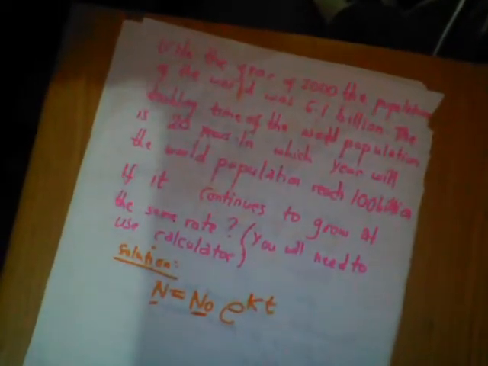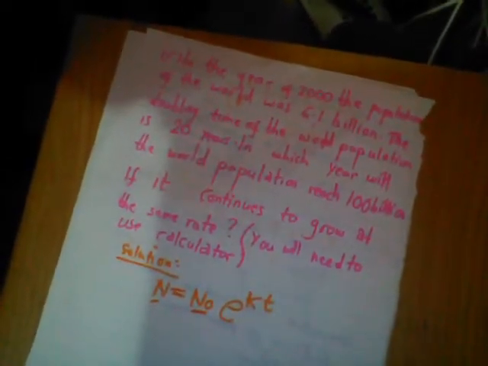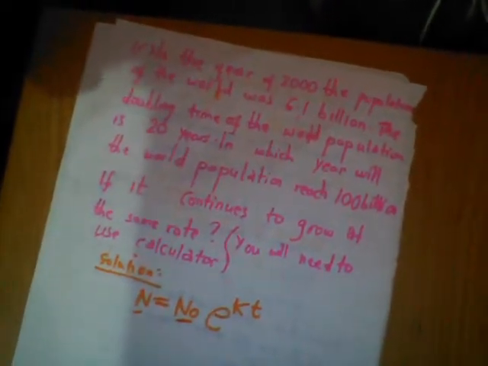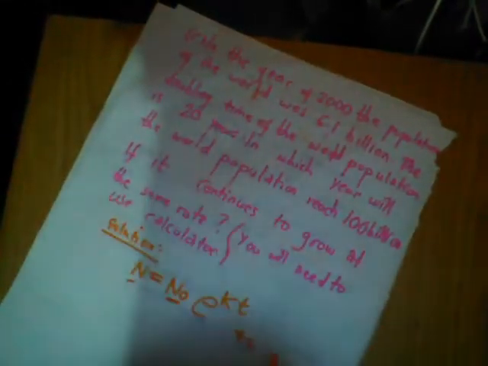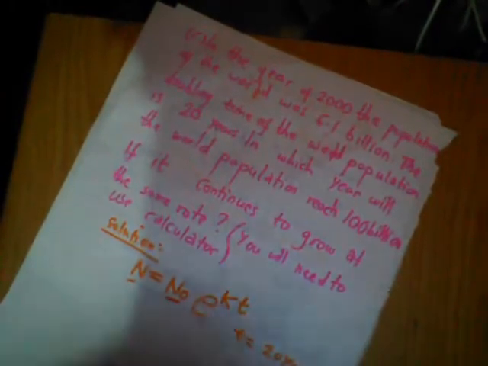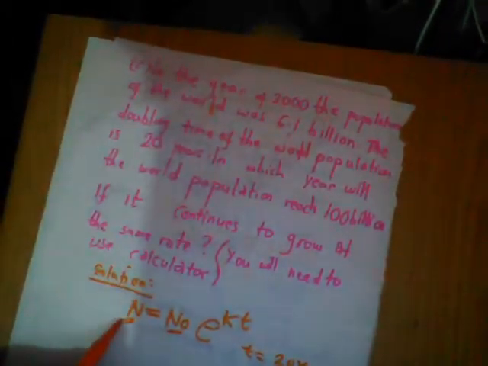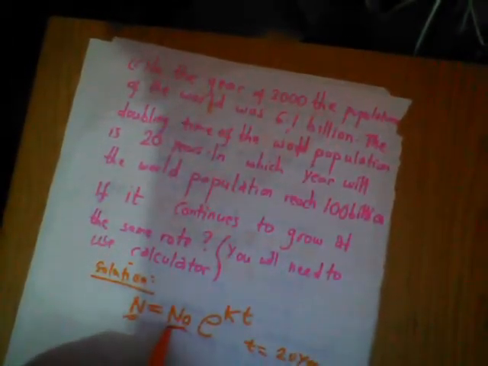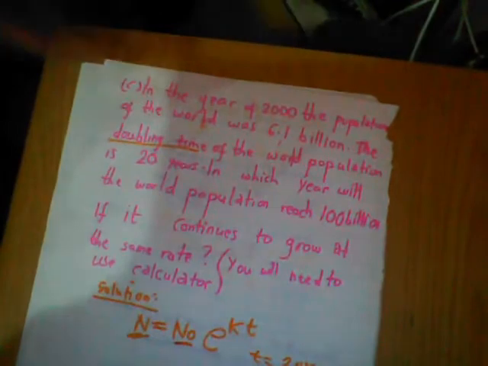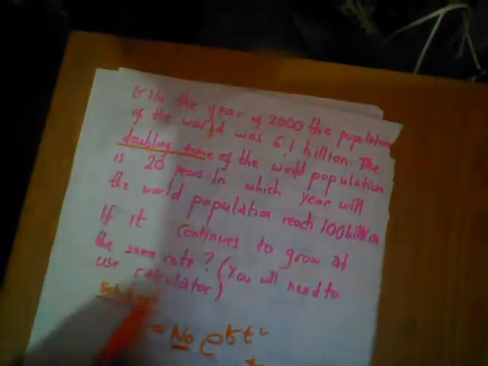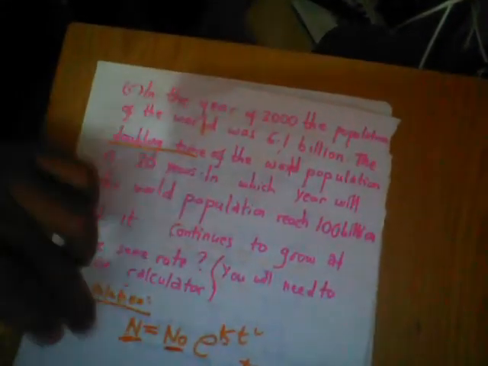So if the doubling time of the population is 20 years, our time is 20 years. If this is 6.1, doubling means it's going to be 6.1 times 2. So we have initial 6.1 billion and final, because they say doubling time, and our time is 20 years. The only data that we don't have here is k. T is 20 years, N naught is 6.1 billion, and N is 2 times 6.1 billion.